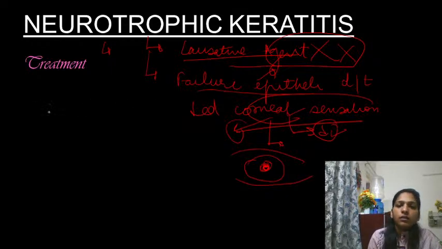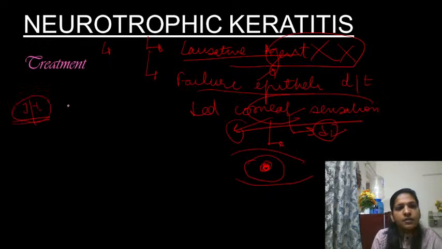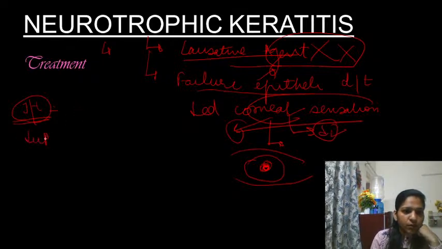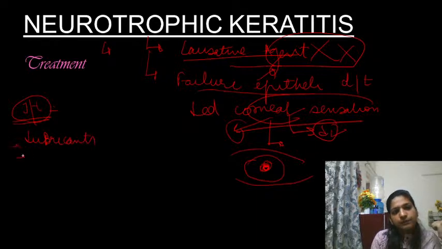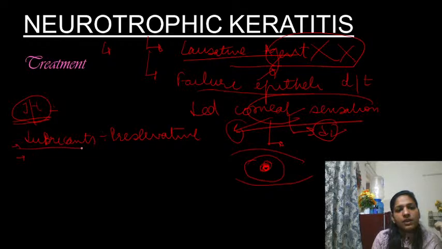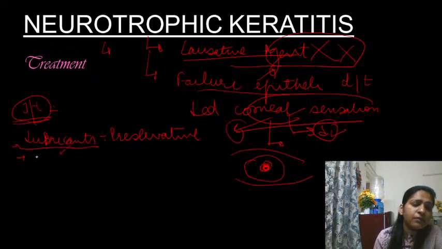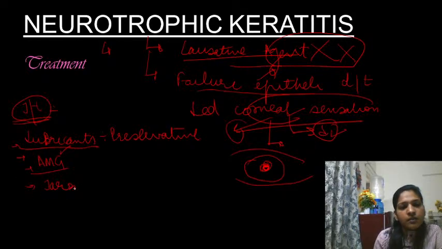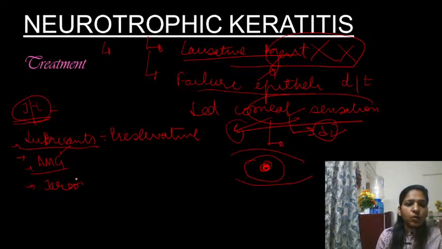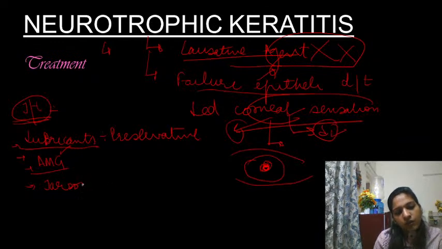Now what is the treatment? I just want to tell you that we have to protect the epithelium. So what can we do? We can give lubricants for the epithelium to heal, preservative free lubricants. What else can we do? You have to tell me. Neurotrophic keratitis is a part of keratitis only. You have to tell me the treatment. Lubricants we can give. What else? We can put AMG over the defect. We can do tarsorrhaphy, that is partial closure. We can partially oppose the two eyelids so that there can be less exposure of the diseased epithelium to the external environment. Tarsorrhaphy we can do.